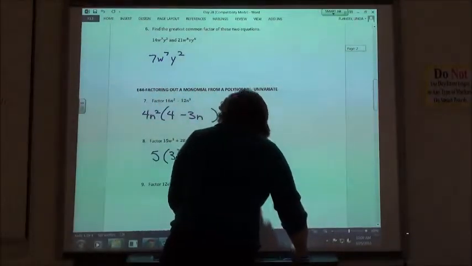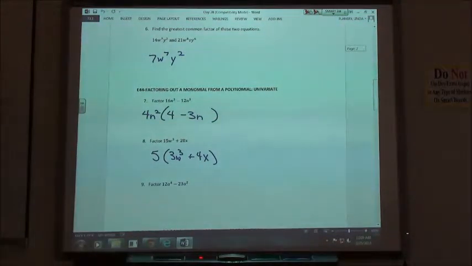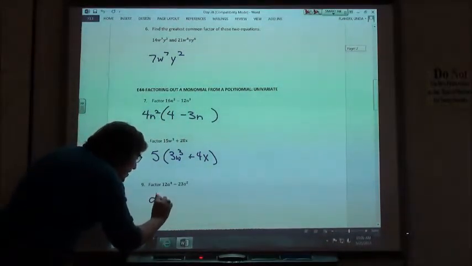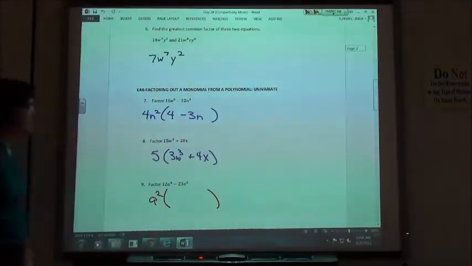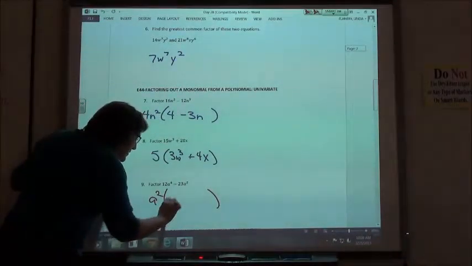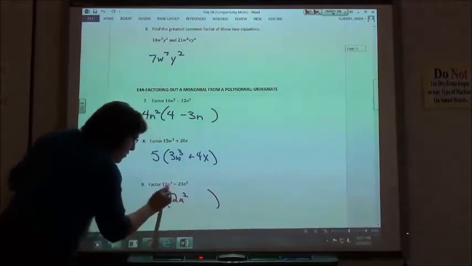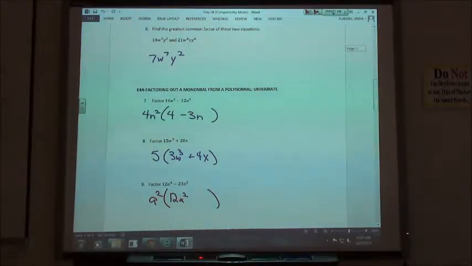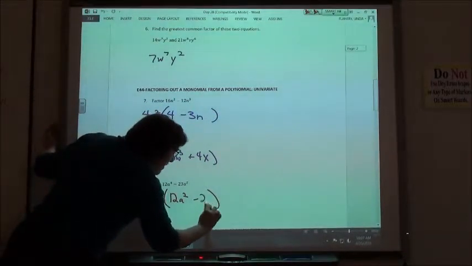Number 9 there. If I have 12a to the 4th minus 23a squared, their greatest common factor is a squared. So just an a squared, right? So a squared would go out in front because that's the only thing I can divide out of both of those. 12a to the 4th divided by an a squared would be 12a squared, because 4 minus 2 is 2. And then negative 23a squared divided by a squared is just negative 23.